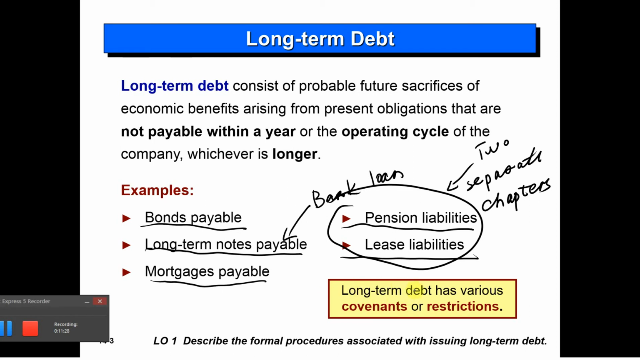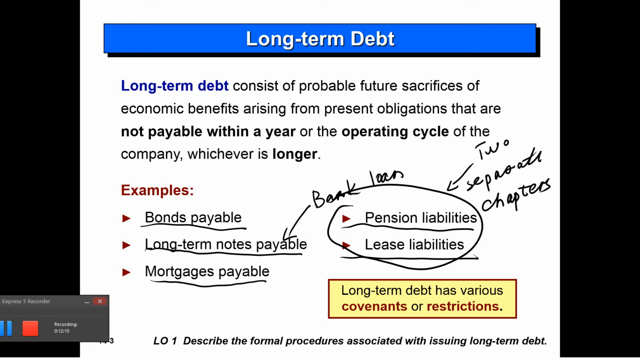Long-term debt has various covenants or restrictions. What are covenants and restrictions? What is the purpose of covenants and restrictions? The covenants and restrictions are like conditions attached to the bond issuance. And those conditions are in place to protect the interest of bondholders. Why do we need those covenants? Why do we need those restrictions? That is very easy to understand.